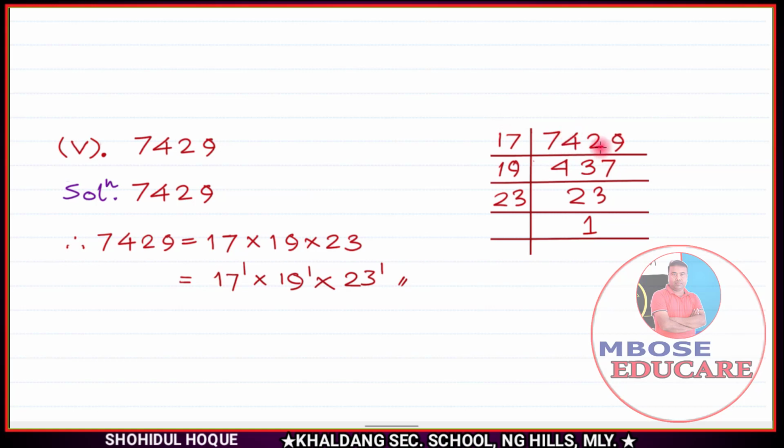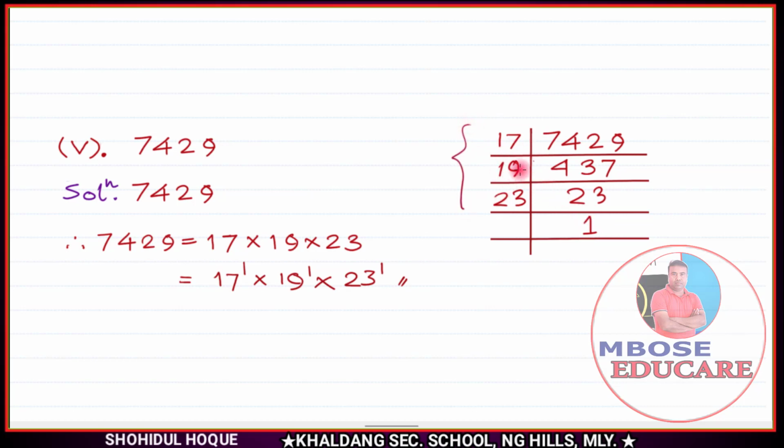We can divide it by 17, and the answer we get is 437. And 437 we can divide again by 17. So the next prime number we have to take is 19, and we can divide it by 19. So after dividing 437 by 19, the result will come 23. As we know, 23 is itself a prime number. So we have to stop here and we have to divide it by 23 only. 23 is divisible by only 23. When we divide 23 by 23, the answer will come 1. So we have to stop now.